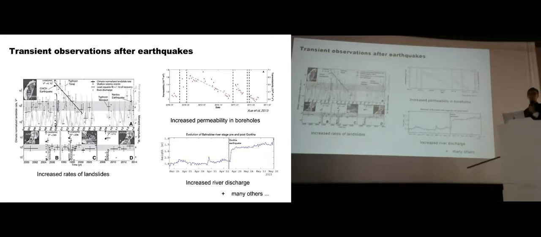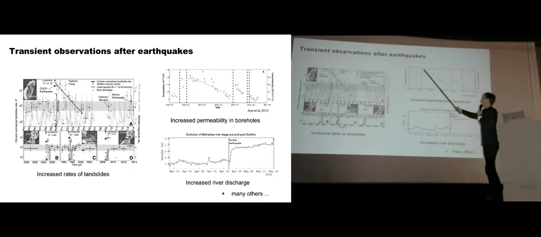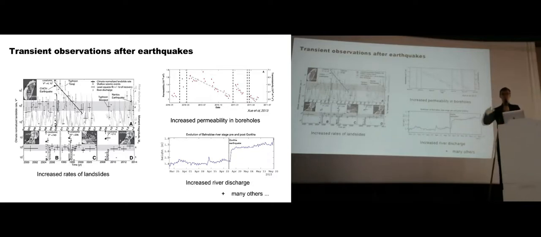An observation that is very common in hydrology is that whenever there's an earthquake, the permeability in boreholes is increased. And this can be measured by the phase shift of tidal oscillations of the water level and the tidal strain. So one can infer the permeability in the borehole pretty easily. And it's always during earthquakes that it's increased and then it recovers again. So that's another transient observation.